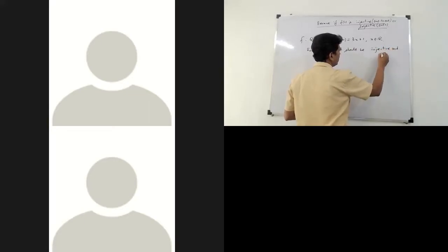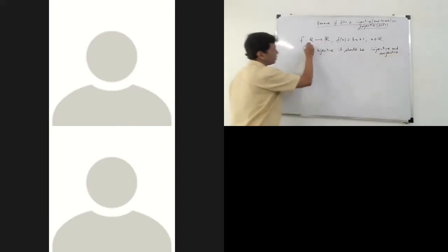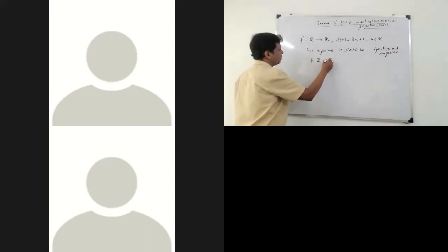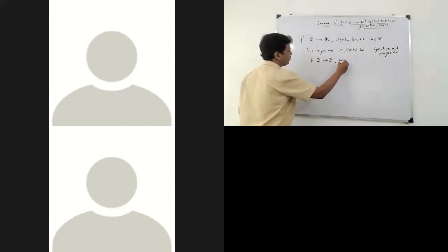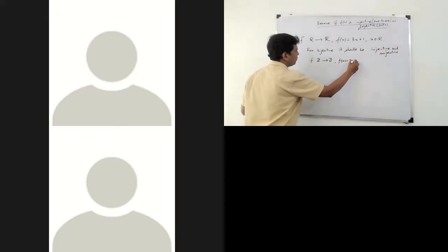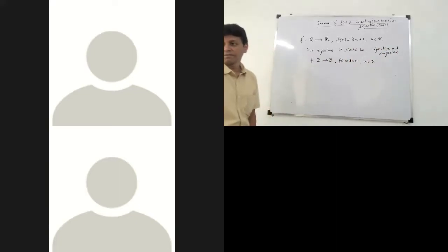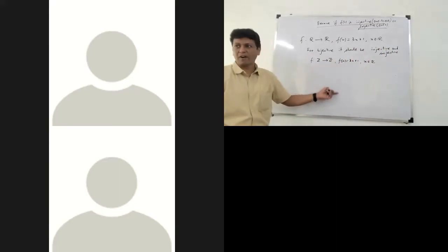But sir, if it was Z to Z, and x belongs to Z, then Z to Z, this one. Yes, but x also belongs to Z. Okay, it should belong to Z, no problem. Then it is not surjective, because you have a fraction.